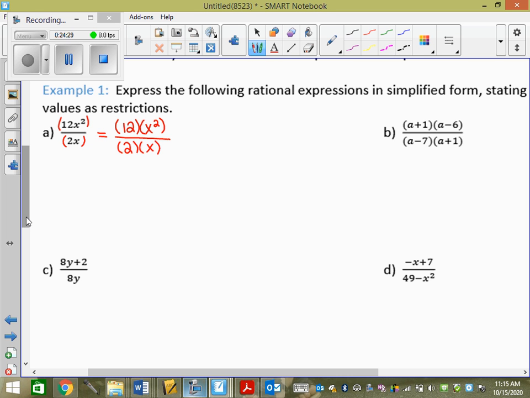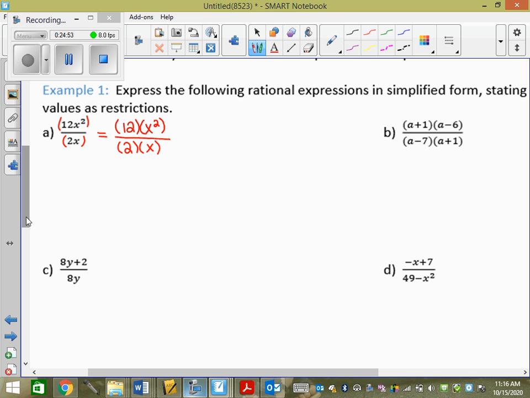You must state, and I'm going to repeat this twice, you must state NPVs, or non-permissible values, restrictions, before you cancel. So I'm going to say it again. You must state non-permissible values before you cancel. If you state them after, they will have that answer there and it's wrong. Why do you have to state them before? Let's understand why so we're not just sheerly memorizing.